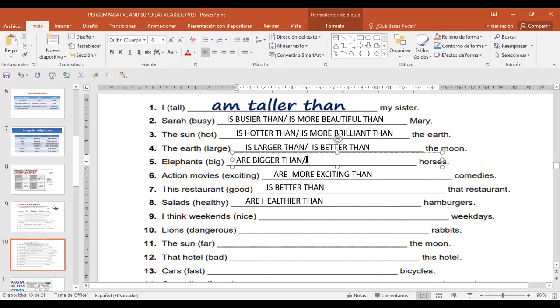So, let's think in another comparative. We can say more slow, or we can say heavier, right? Elephants are heavier. Remember that heavy is like this. So we change and we say heavier than, right? Son más pesados, ¿verdad? Are heavier than horses, maybe.